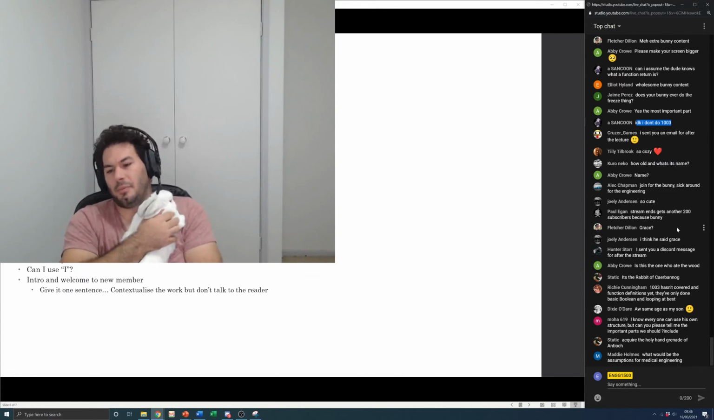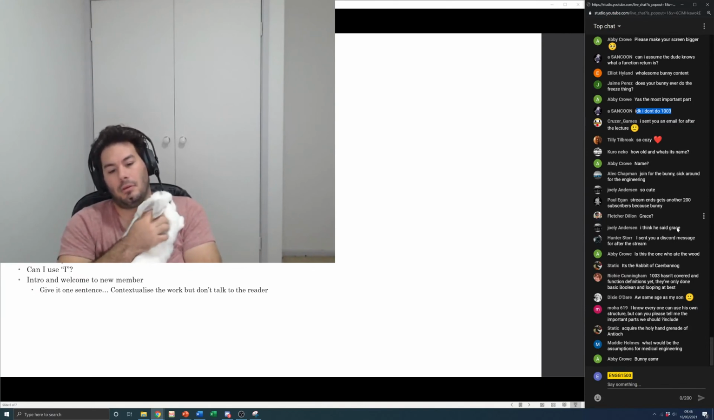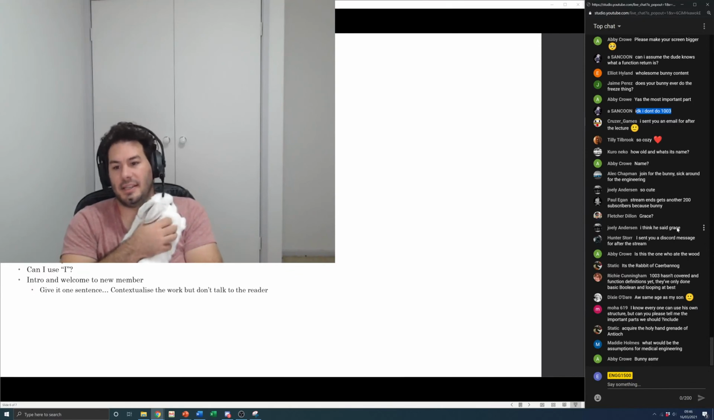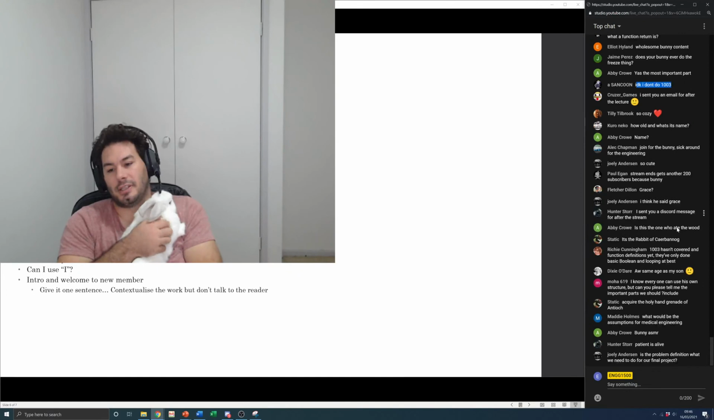What would be the assumptions for medical engineering? So you've got assumptions in medical coming from a few different directions. Some of them around the human body as a thing. There's all sorts of assumptions around, okay, if I get this ECG signal, it means the heart is doing these things. Well, that's based on a model, which is based on a set of assumptions, right? So there's a bunch of them there.